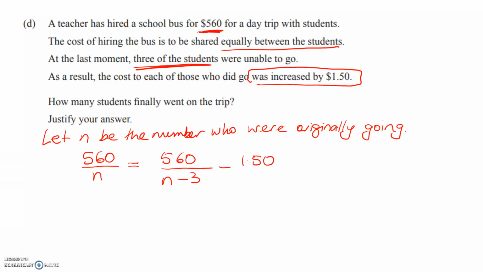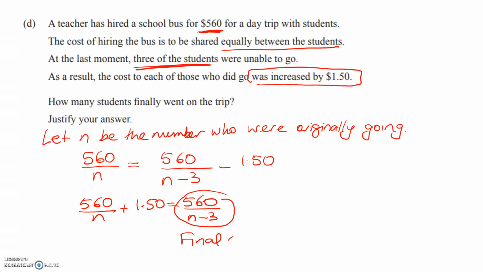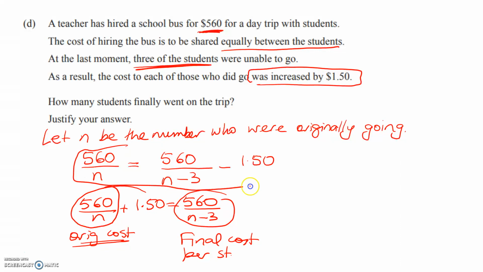Okay. Another way to look at that is to say that the 560 over n plus $1.50 is my final price. Okay, so this is the final cost per student, and this is the original cost. It's worth checking that you've got that the right way around, but we can check it at the end of the question as well. So don't freak too much if you're going, oh, why did she do the subtraction and not the plus? The main thing is that you've got one group where you've got divided by n and one where you've got n take away 3.